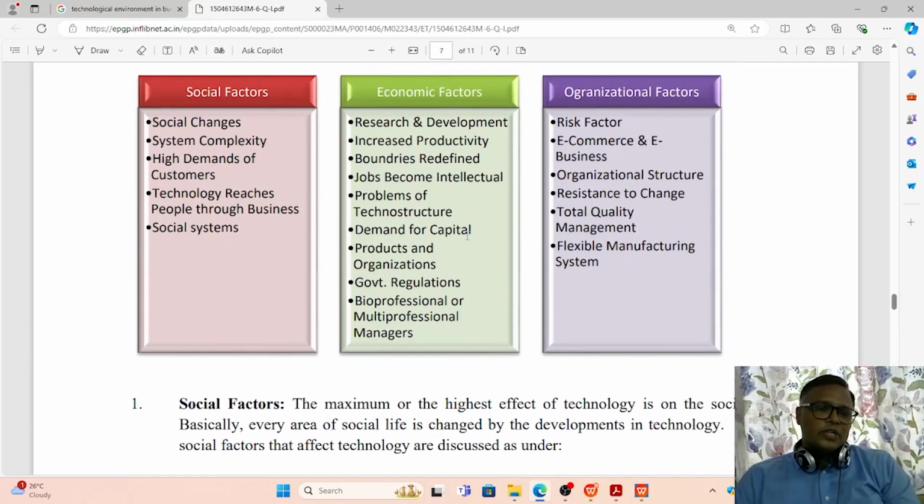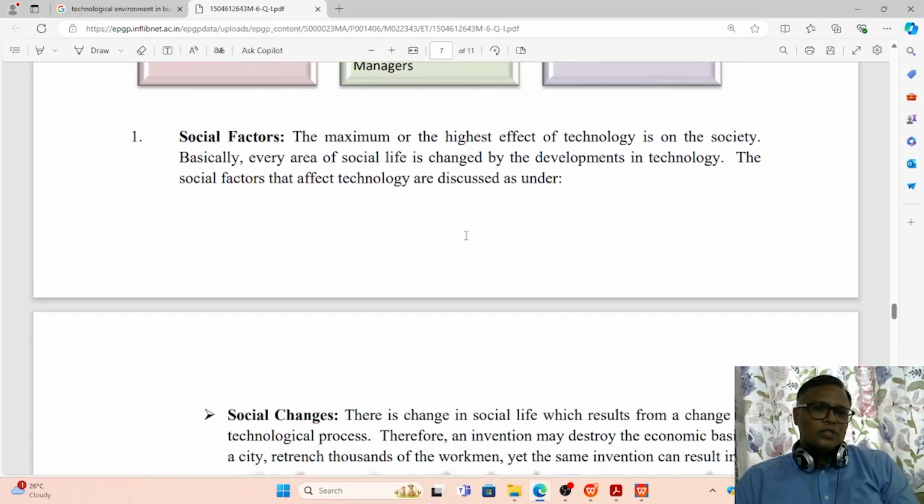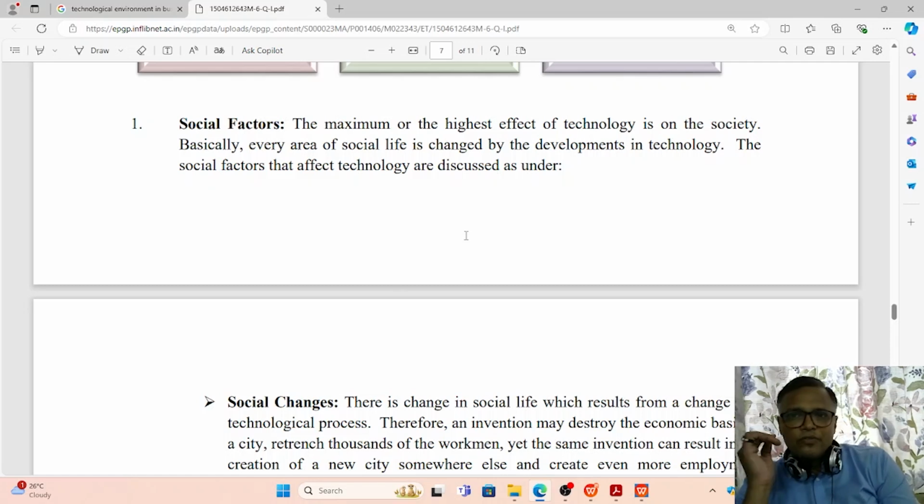Now, individually, we study each factor, the social factors. In the social factors, the highest effect of the technology is on the society. Basically, every area of the social life is changed by the development in the technology. Thus, the social factors that affect the technology are discussed as under. First is the social changes. There is a change in the social life which results from the change in the technological process.